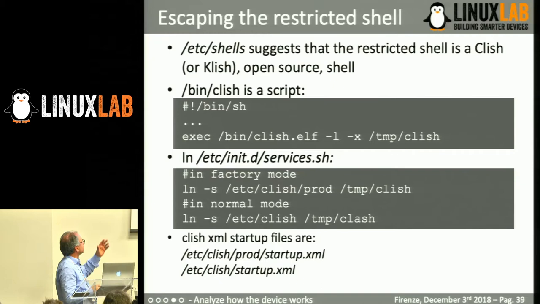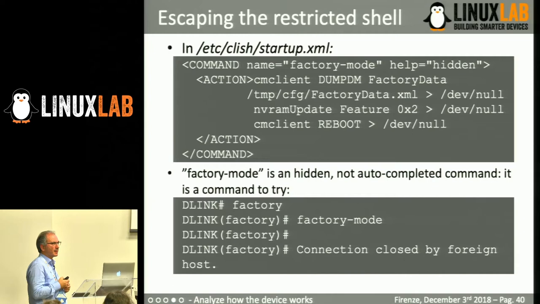Investigating the router file system, it is possible to find that this restricted shell is an open source project called Clish, and it is configured using XML files. There are two XML files, one for the so-called normal mode and one for the so-called factory mode. Analyzing this XML file, it's possible to discover that there is a hidden command called factory mode. Hidden means that it is not shown when typing help, and it is not auto-completed by pressing tab. But using the factory mode command, it is possible to enter this factory mode.